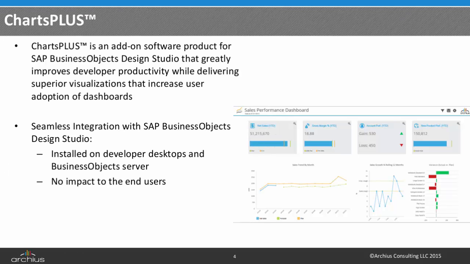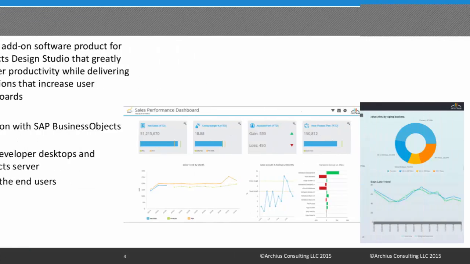So ChartsPLUS is an add-on or an extension for Design Studio, which enhances the visualization capabilities of Design Studio. We provide around 40 different chart types and around 500 different properties for the chart, which you can use to customize the chart for creating great visualizations. It is based on the standard Design Studio SDK, so it tightly integrates with your existing Design Studio environment, so you don't need to worry about setting up another environment for using this extension. It's tightly integrated into the Design Studio SDK framework.